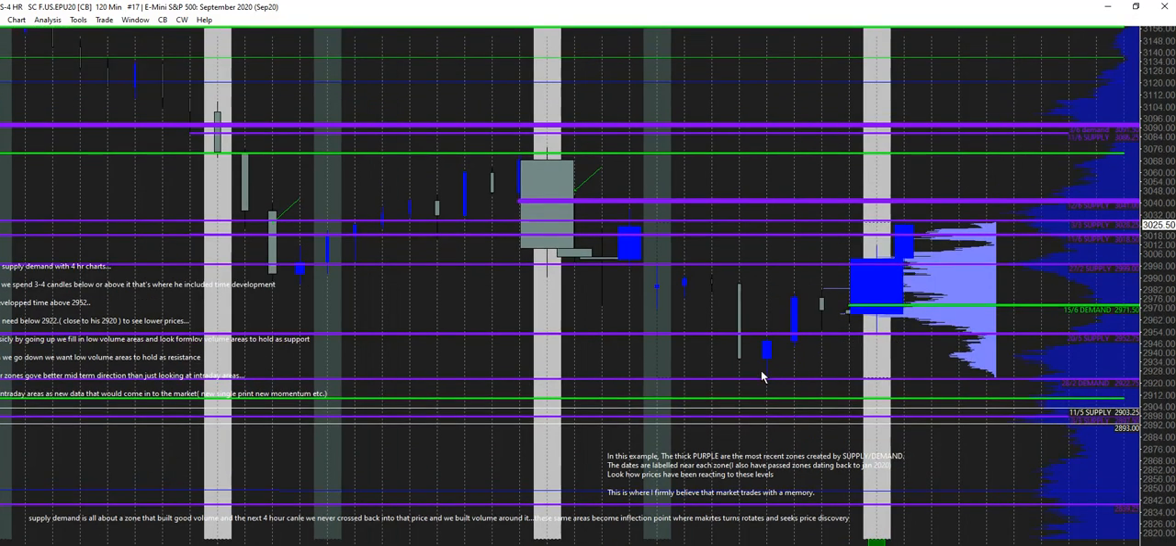And if we look at another example, this supply here, 6th of June, yes, 3041.